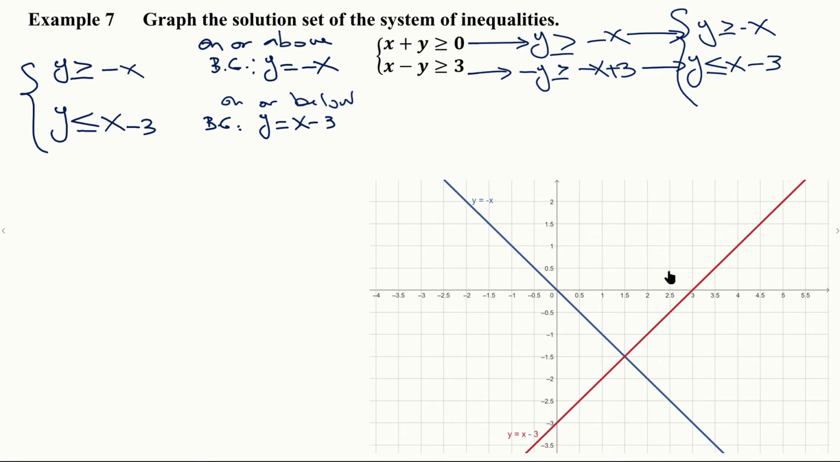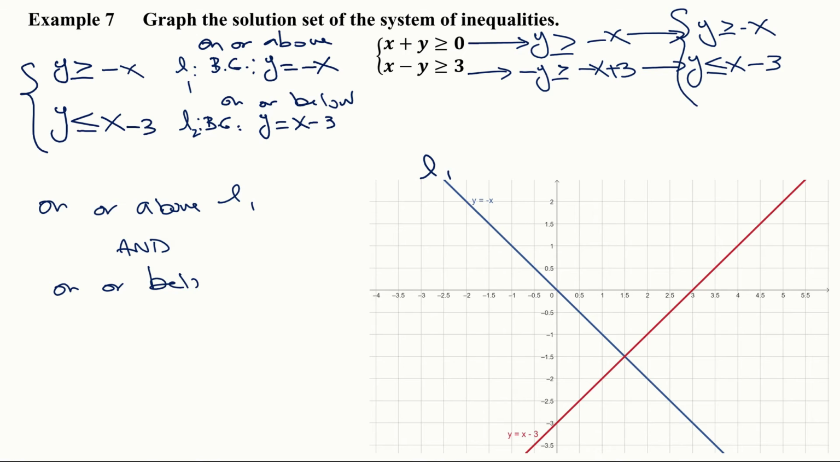So since we have these in different colors, we could use those names, or better yet, let's just give them names. So here's L1. Let's call the first one L1, the first boundary graph. Let's call this L1, and let's call this L2. So we're looking for points on or above L1, and remember, simultaneously on or below L2.